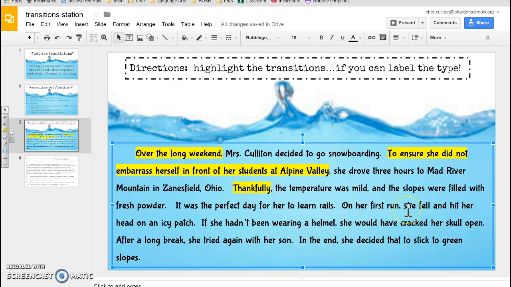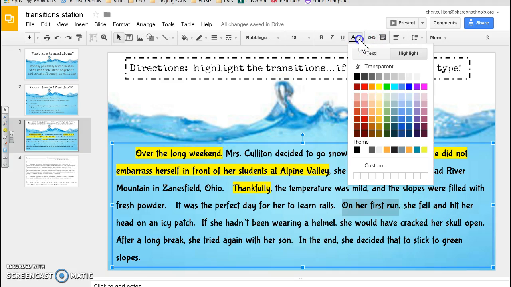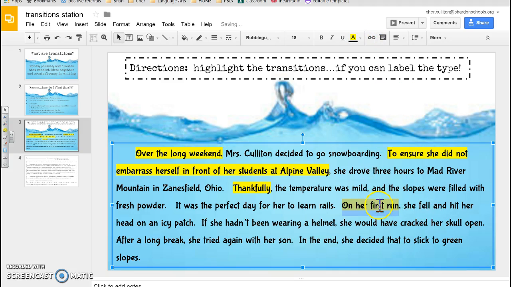On her first run, she fell and hit her head on an icy patch. On is a preposition. I look to see there's a comma. On her first run. Pause. There's my transition. It tells when she fell and hit her head on an icy patch, on her first run. If she hadn't been wearing a helmet, she would have cracked her skull open. I see a comma here. If she hadn't been wearing a helmet, pause, she would have cracked her skull open.